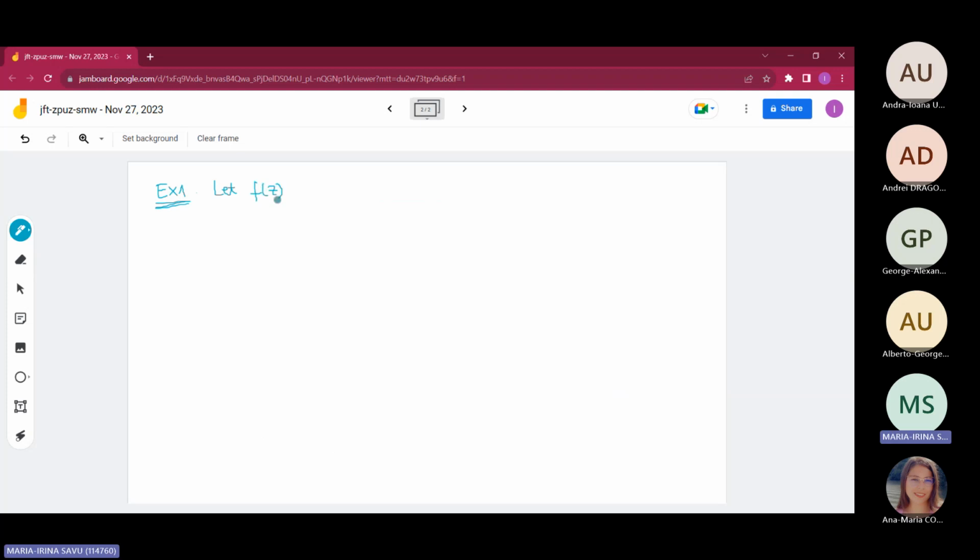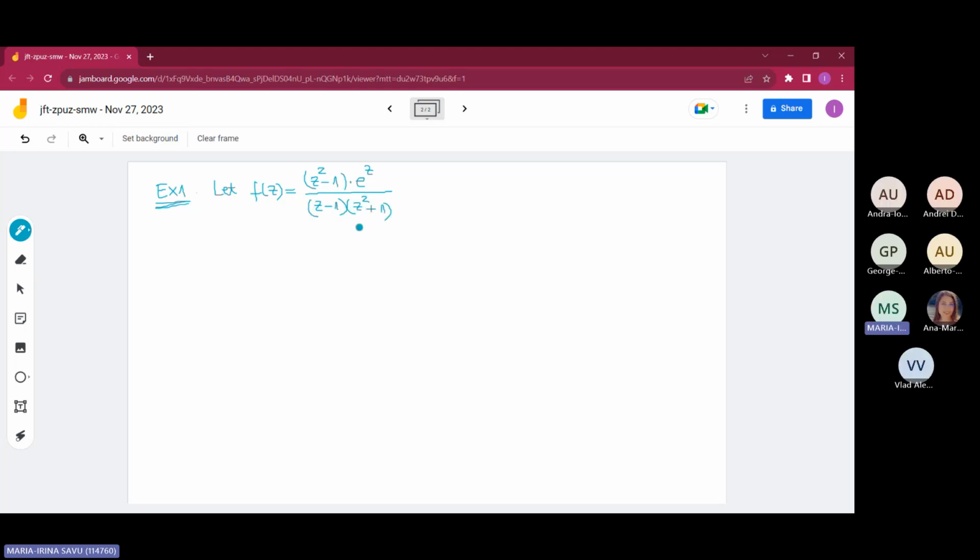Let f of z be the function given by z squared minus 1 times e to the power z over z minus 1 times z squared plus 1. The singular points of a function are the points where the function is not well defined. Okay, so in order to find the singular points of f, you have to find the points where the function is not defined.